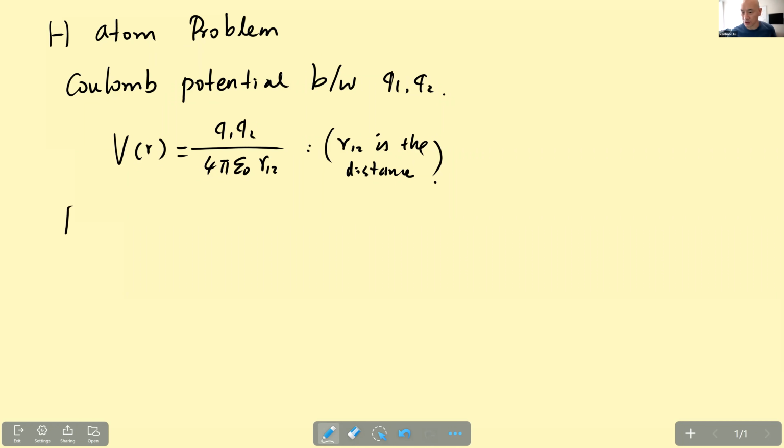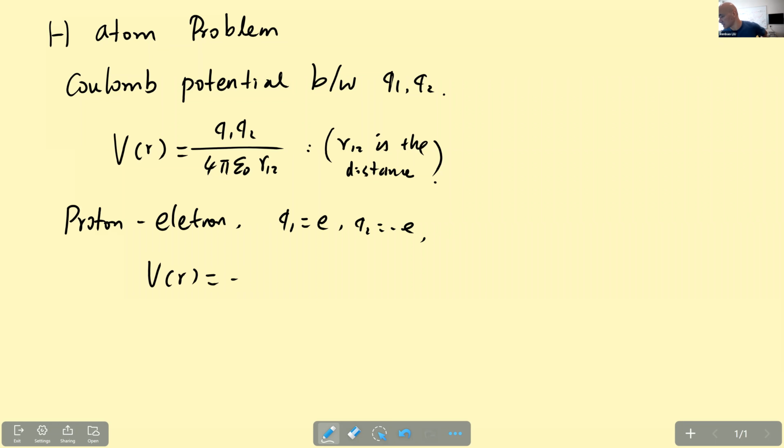So if we have a proton and an electron, okay, so we have Q1 equals e and Q2 equals minus e, and then this V(r) just equals minus e squared over 4 pi epsilon 0 r, and this is just proportional to minus 1 over r, right? So that's a very special central force problem. Okay.